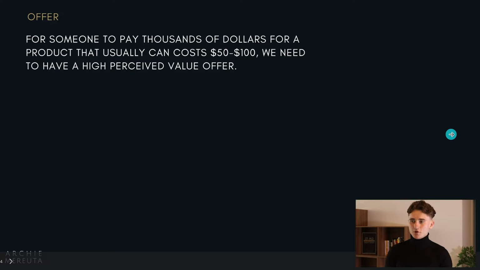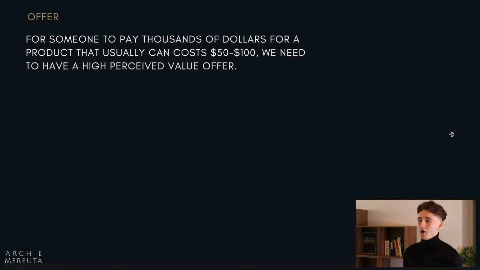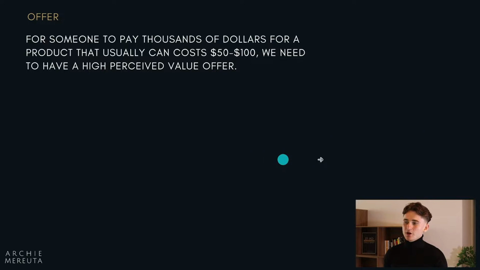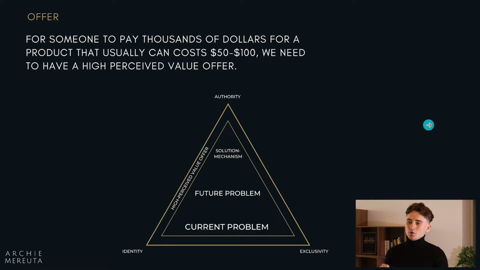First, let's talk about the offer. For someone to pay thousands of dollars for a product that usually can cost $50 to $100 from other lower end brands, we need to have a very high perceived value offer. And actually there is a triangle that covers how to create a high perceived value offer. And here we go. This is what I call a high perceived value offer pyramid.